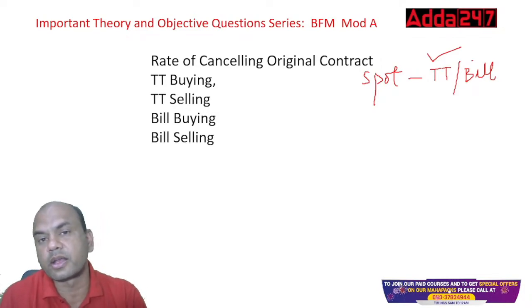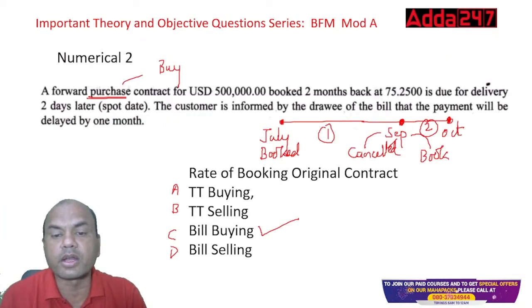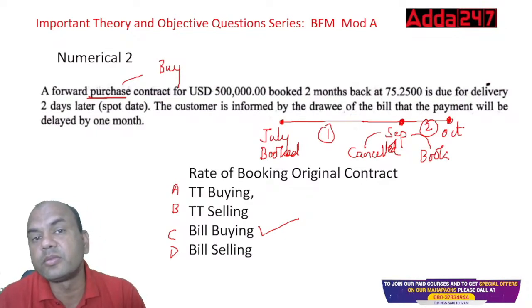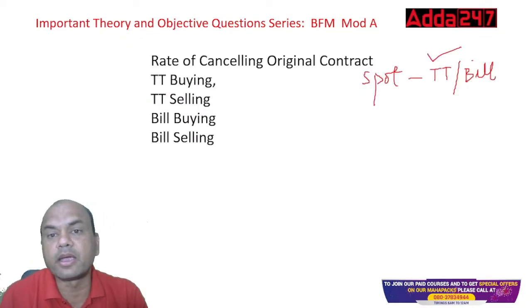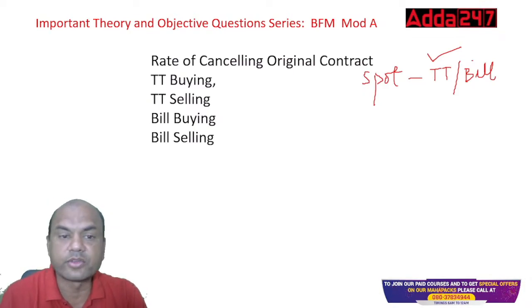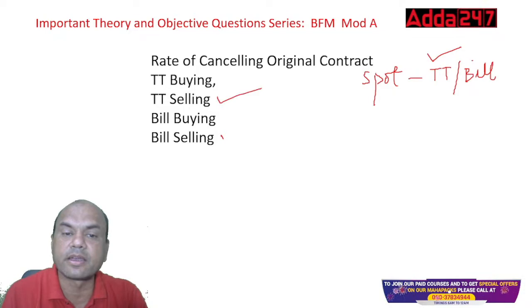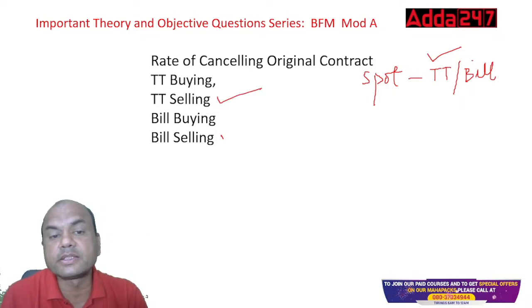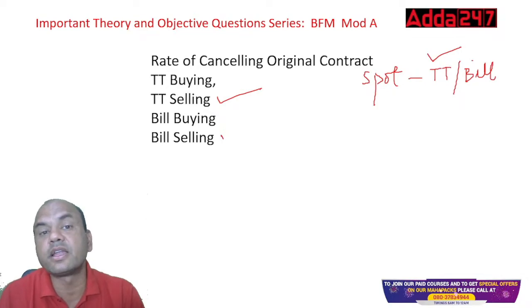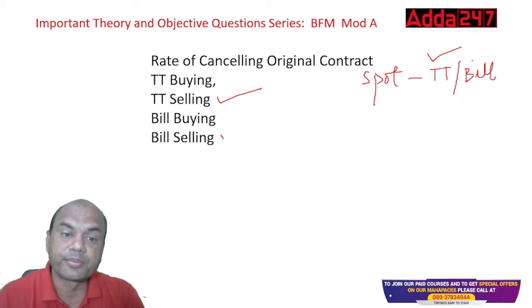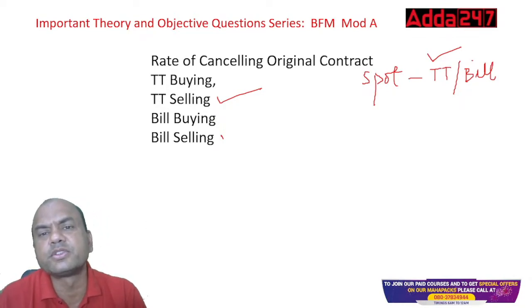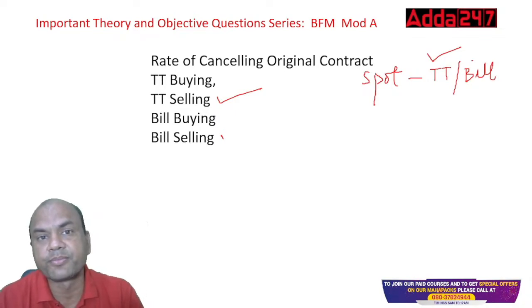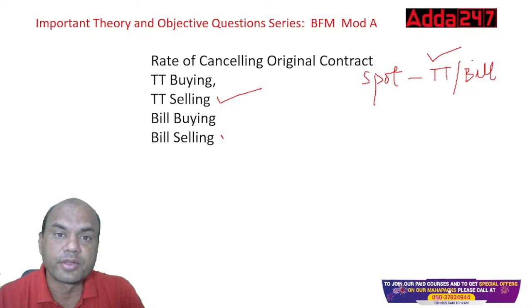Now I'm cancelling the contract. The contract was originally booked at the buying rate, right? So cancellation will be done at what rate, buying or selling? If I do something at buying, I'll have to cancel that using selling. So the answer will be TT selling rate. Cancelling is always done at the reverse rate of the booking. Then you'll say, why not bill selling? Because bill is used whenever you are doing future dated transactions. Here I'm cancelling tomorrow itself, so it is a spot transaction. So TT.